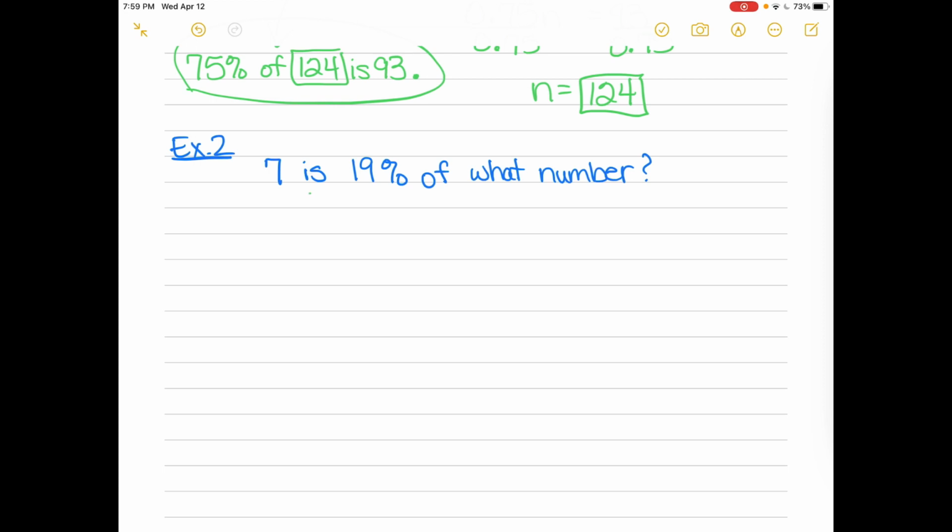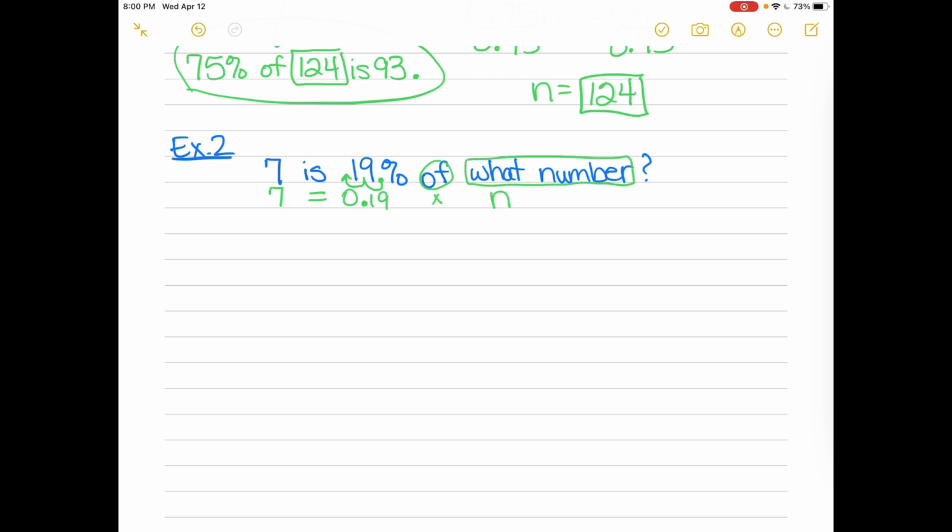So here's my is. That's going to be equal. The 7 is by itself, so that's an easy one. 19% needs to change to a decimal. We've already done this, learning how to change them to decimals, so that should not be new. It's 0.19. Of means times. And then what number means I don't know that. It's going to be n.